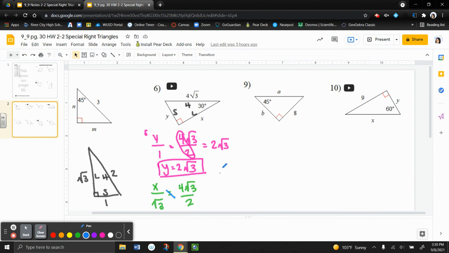So x times 2 is 2x. And then 4 times the square root of 3 times square root of 3. So 4 stays on the outside, and then I can multiply these. Well, in this case, the radicals cancel out. This just becomes 4 times 3, which is going to be 12. From here, we're going to divide by 2. So we're going to get x is equal to 6.